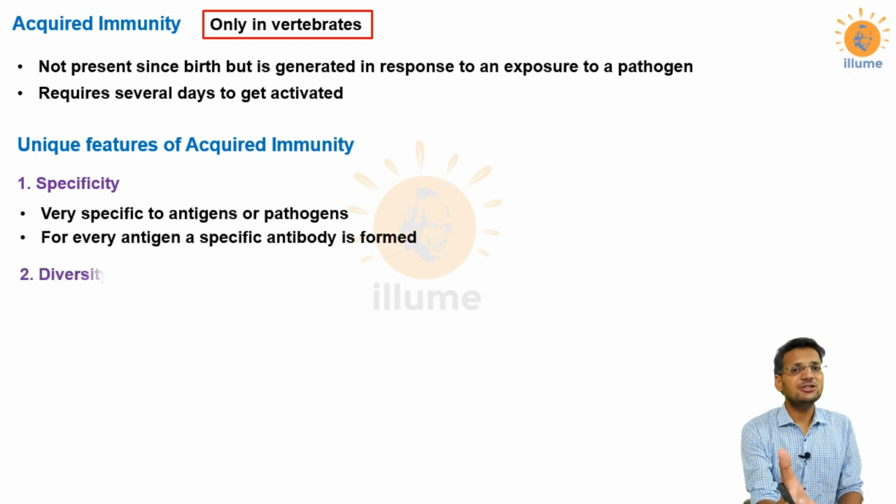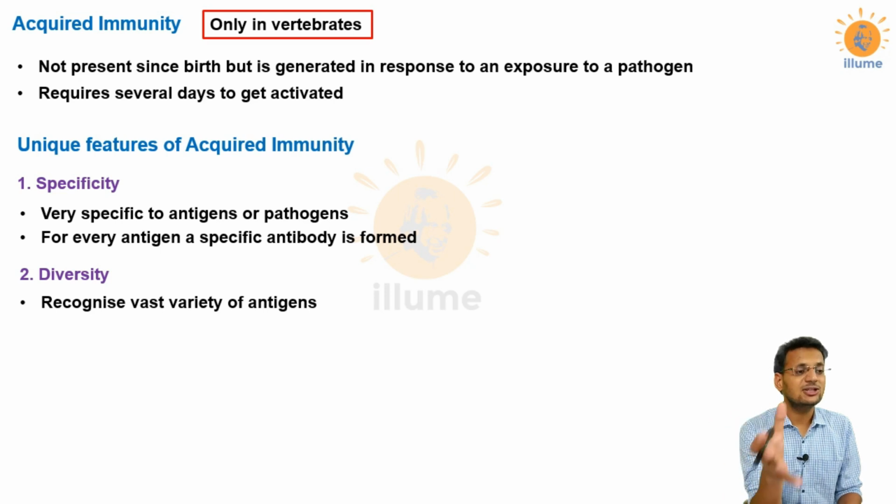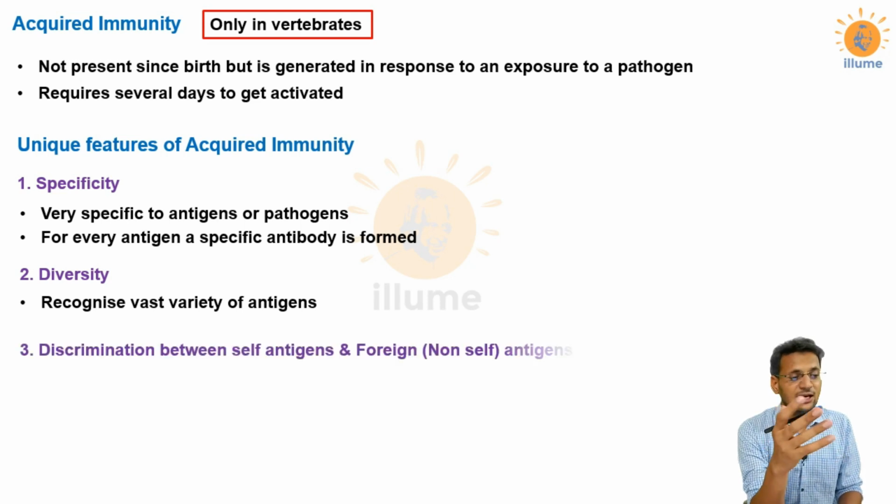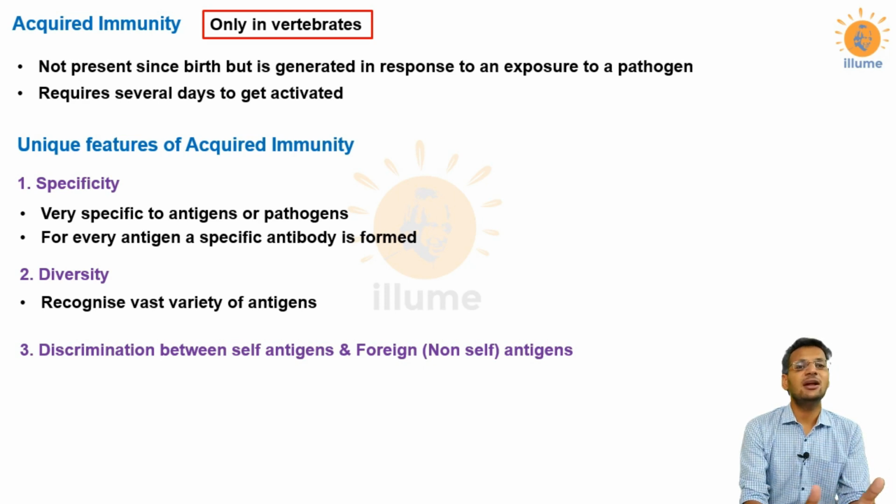The next is diversity. Diversity means there is a vast number of antigens or pathogens against which your body can produce acquired immunity. That is, the acquired immunity recognizes a vast variety of antigens. The third one is discrimination. It is differentiation between self antigens and non-self antigens. Now listen to me carefully.